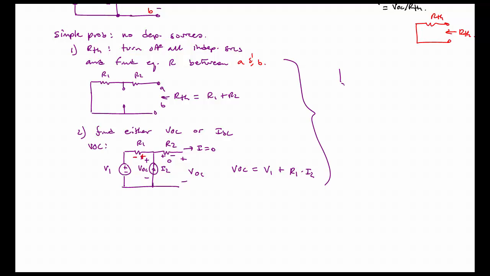And so now we can draw our Thevenin equivalent. We'll have a resistance, R Thevenin, that's going to be equal to R1 plus R2, and we're going to have a Thevenin voltage that is going to be equal to V1 plus R1 times I2.